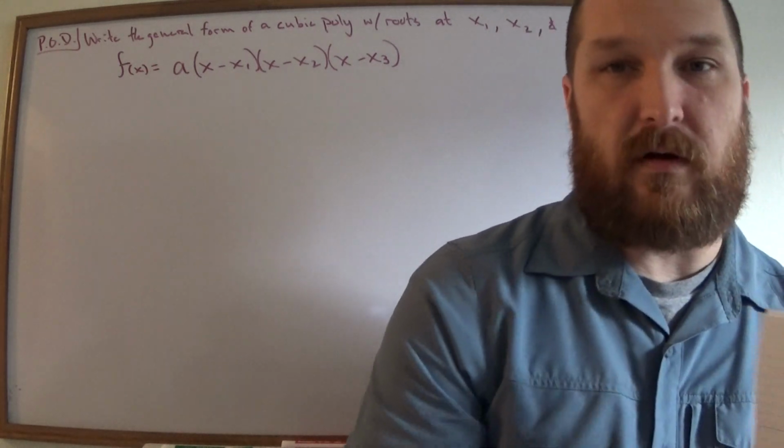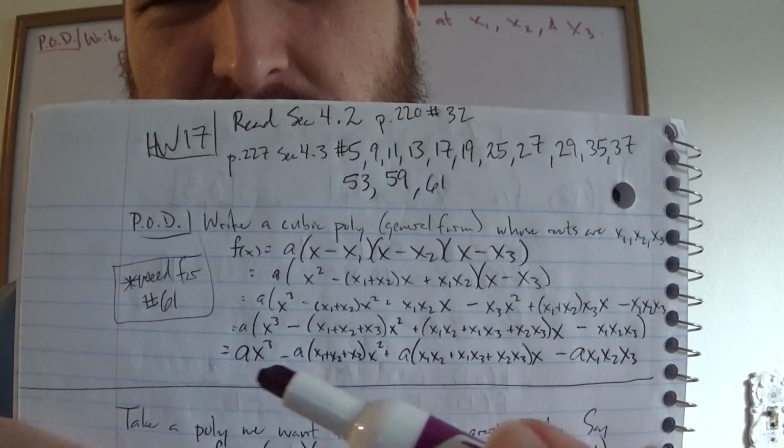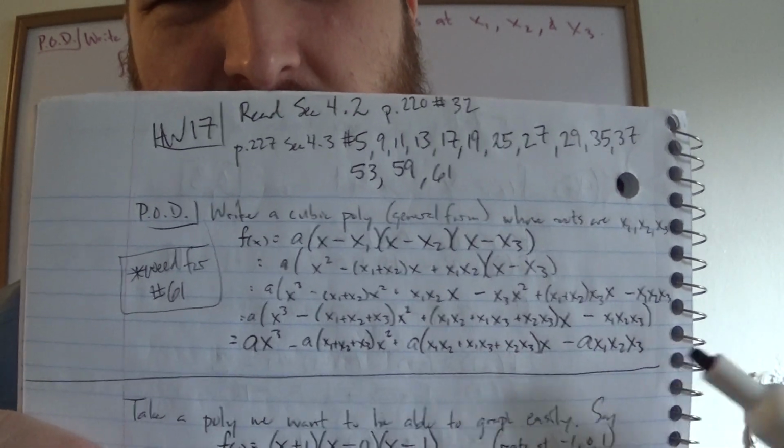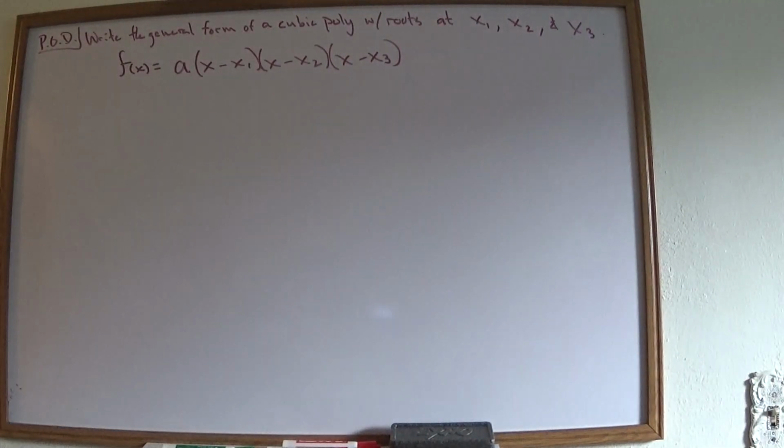I'm going to show the camera. That's what it looks like when you multiply it all out and you get your final. That's what it would look like in general right here. That's a lot of work to get to that guy right there.